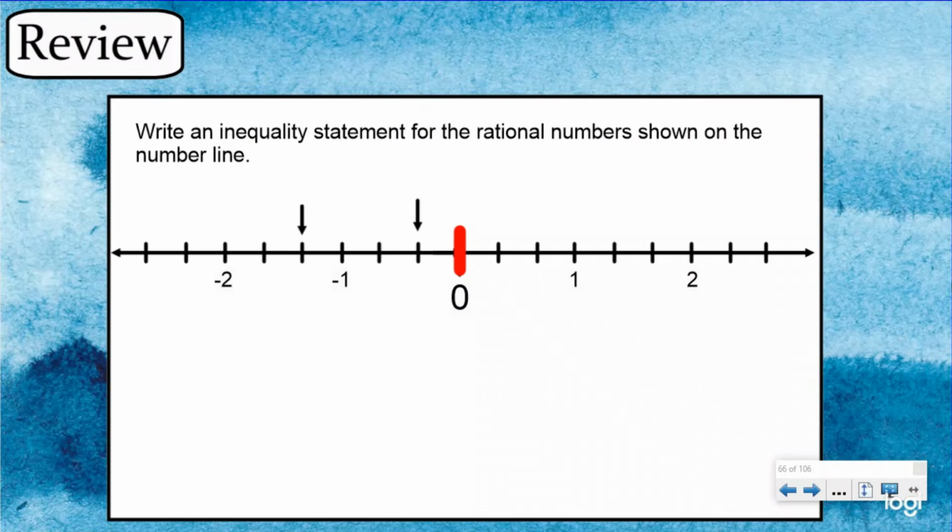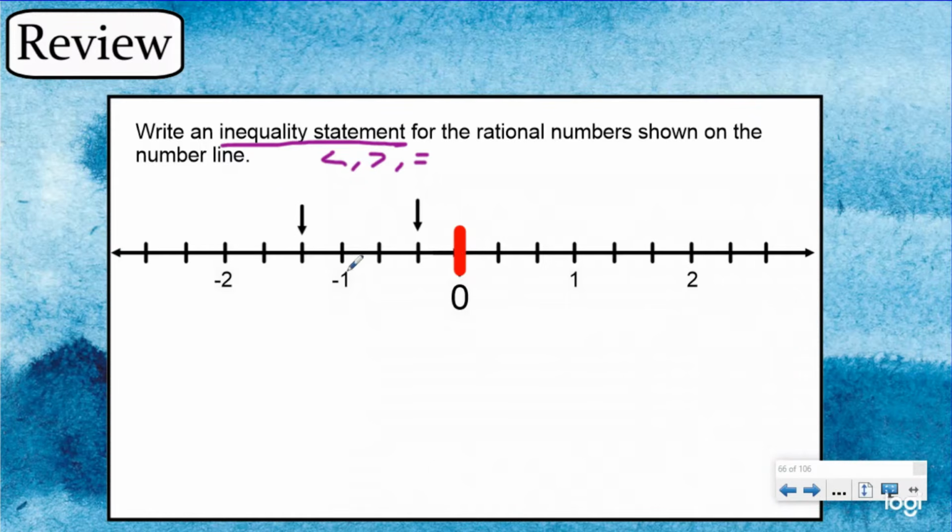Let's review our skills that we're going to be using in today's lesson. So previously we talked about comparing 2 different rational numbers. This question says, write an inequality statement for the rational numbers shown on the number line. So I know I want to compare, using less than, greater than, or equal to, the 2 rational numbers shown on the number line. The first thing I need to do then is figure out what are my numbers. I need to recognize what scale is being used on my number line.